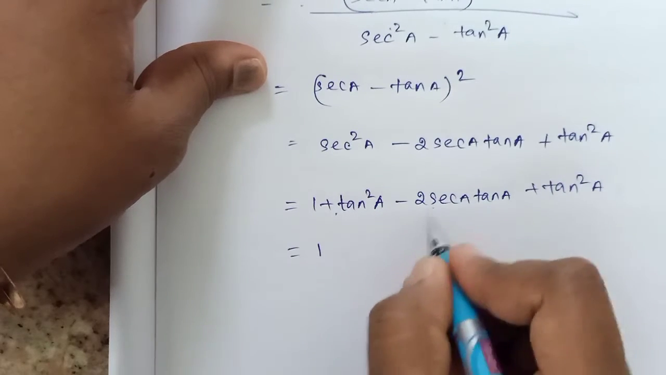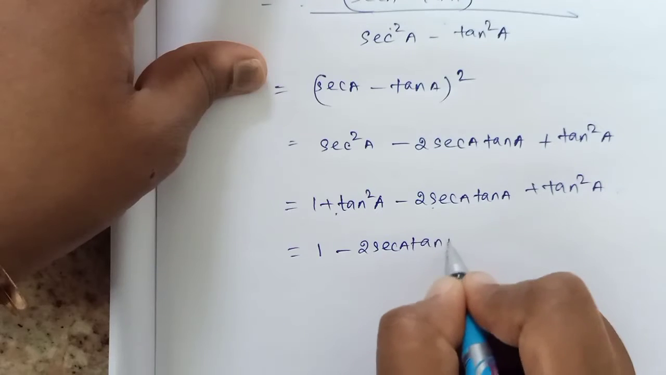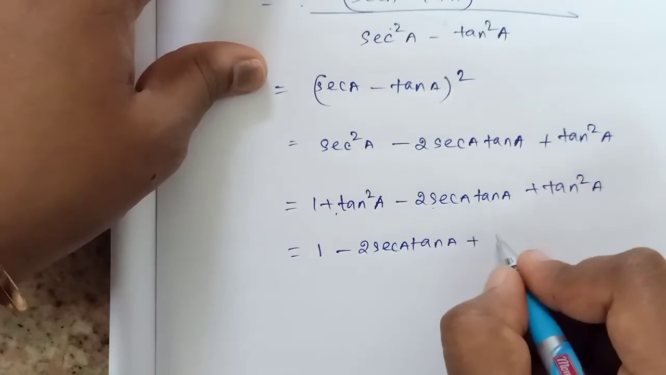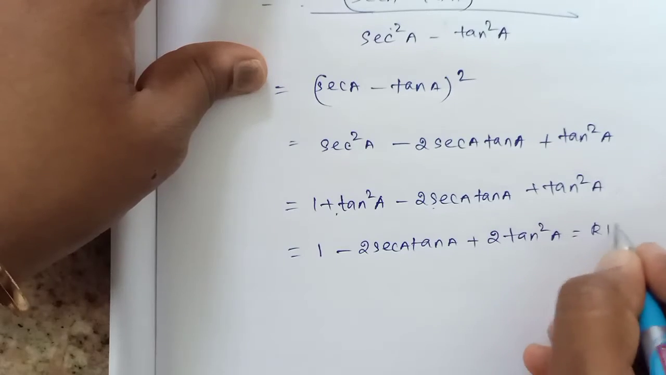So 1, then you write this term, 2 secant A tan A, then plus tan square A plus tan square A means 2 tan square A. So it is our RHS.